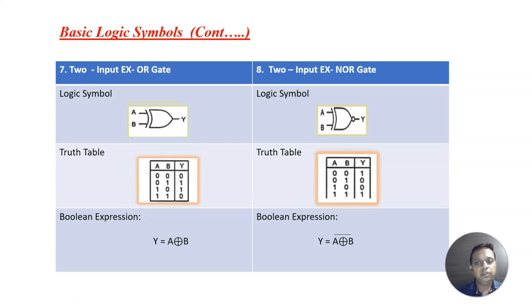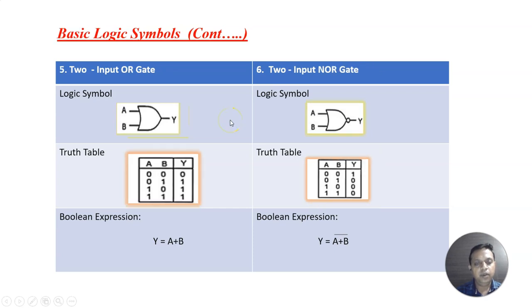Now, two input OR gate and two input NOR gate. So two input OR gate, this is the logic symbol. Dear student, don't get confused between the symbols of AND gate, NOT gate and OR gate. Please note it properly. It is also two inputs and one output. So what will be the expression? Y equal to A plus B. It means we need to add the two inputs to get the required output. So let us move towards the truth table.